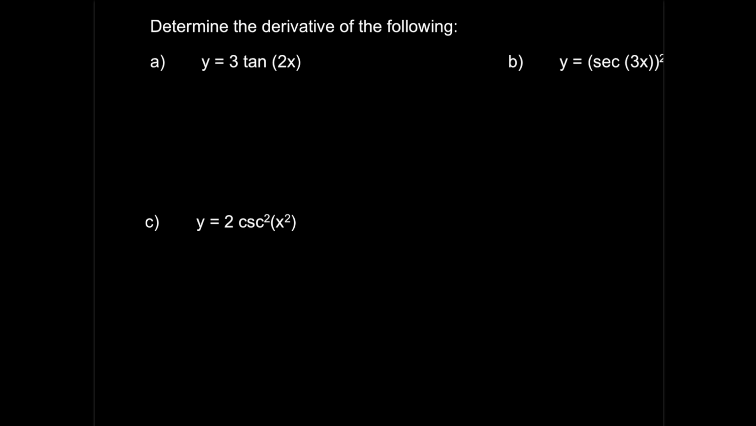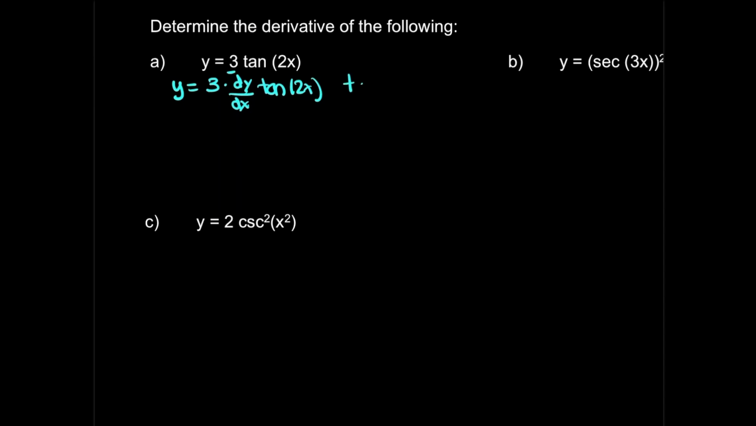Okay, so let's look at our first one, A. y equals 3 tan 2x. Remember that if I'm taking the derivative and I have a constant in front, the constant I can just multiply by whatever the derivative is. So this can be 3 times my derivative dy/dx of tan of 2x. And tan 2x just becomes the chain rule.